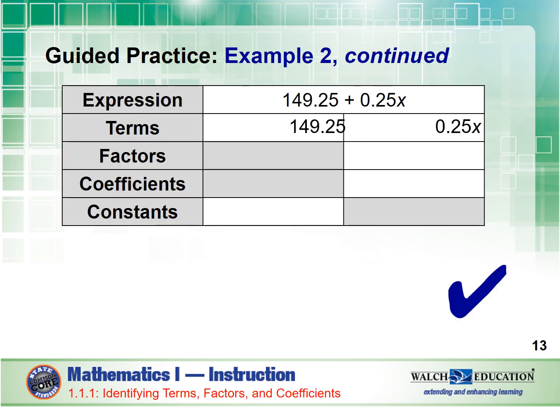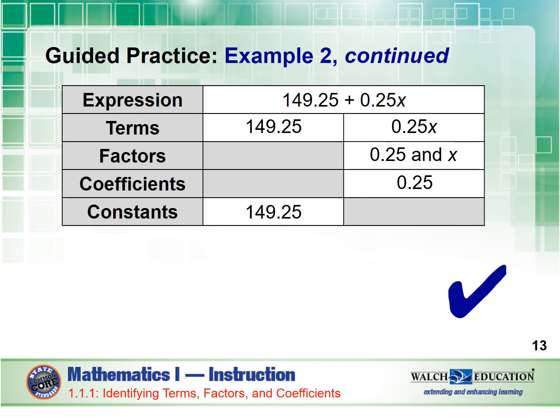Okay, so here we go. We're going to plug them in. 149.25 and 0.25x are the terms. Those are just the chunks of things on either side of your addition or subtraction sign. Here are the factors, coefficients, and constants.